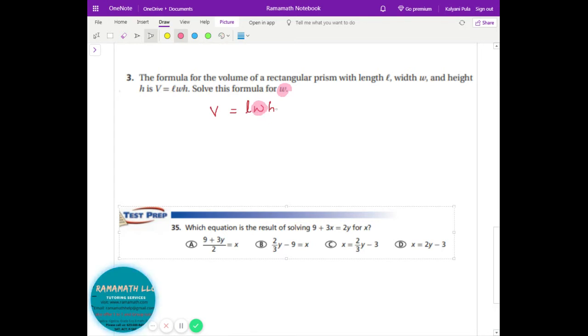And the rest of them are multiplication. When it is a multiplication, your inverse operation is going to be division. So you're going to divide by L and H, so that you can cross out the L and the H. And then we also have to divide by L and H on the other side. So your answer is W. That's it.